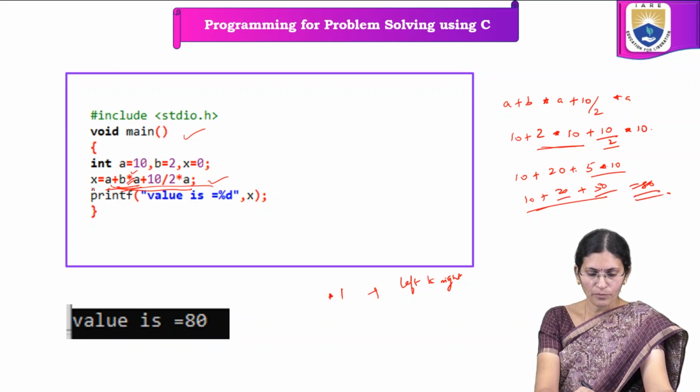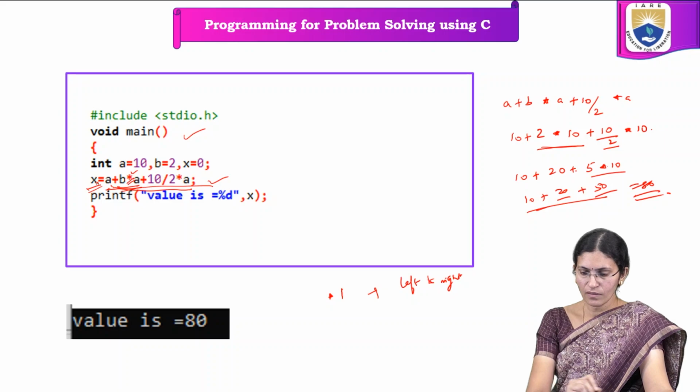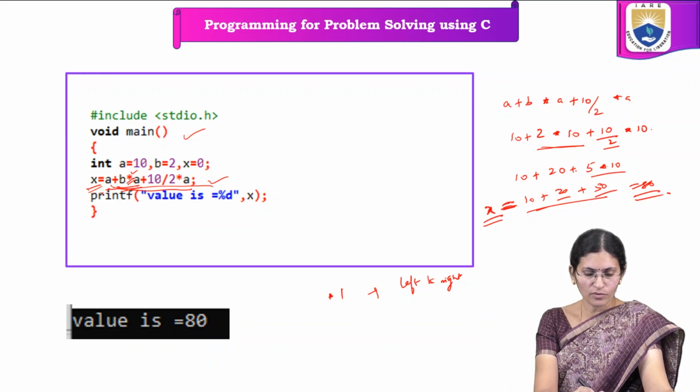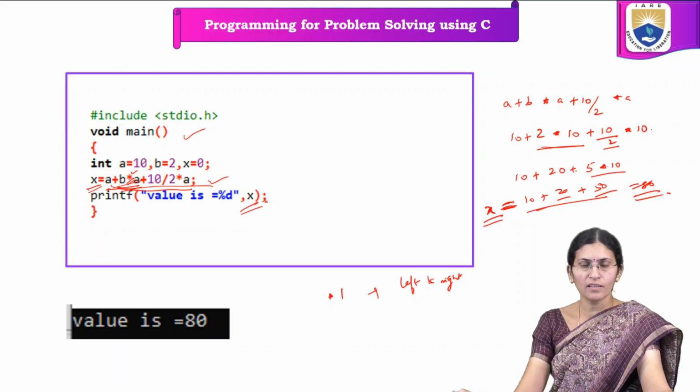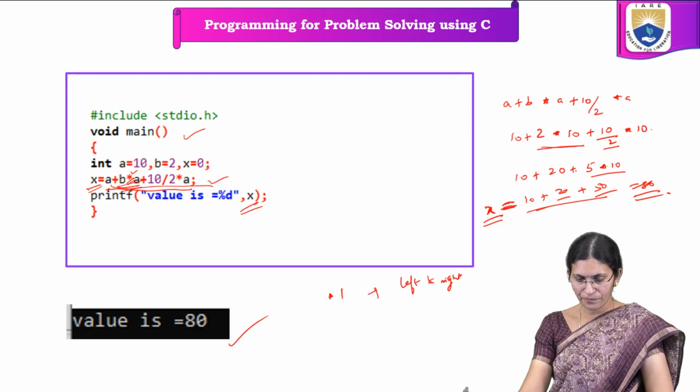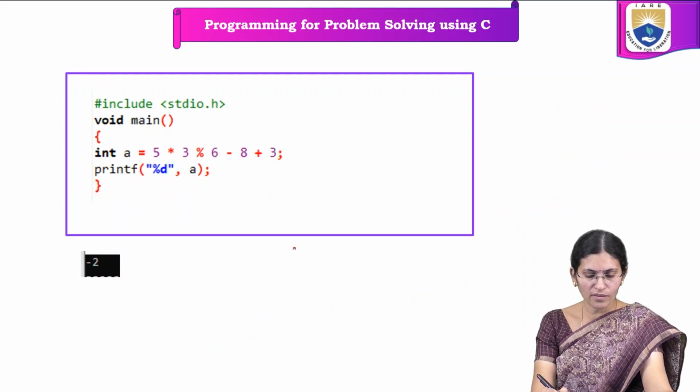The output of this expression is assigned to x. Then after that the assignment operator is evaluated because this has the least priority. So this value is assigned to x. If you print the value of x, then you will get this as the answer. So the value is 80. Next one is, next similar program.